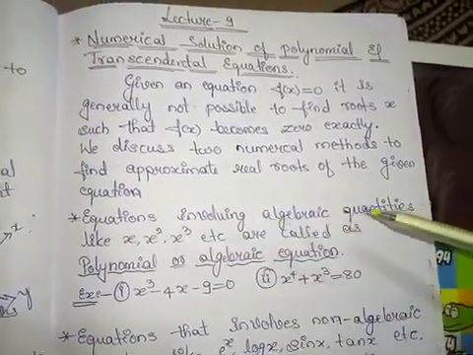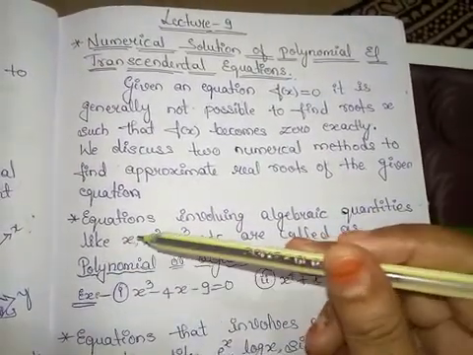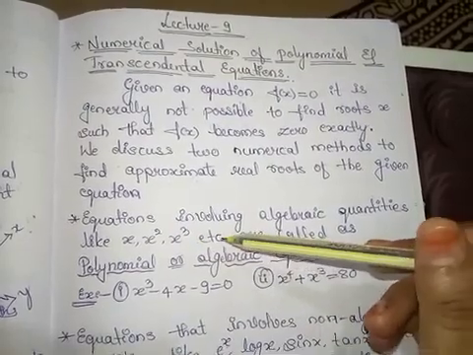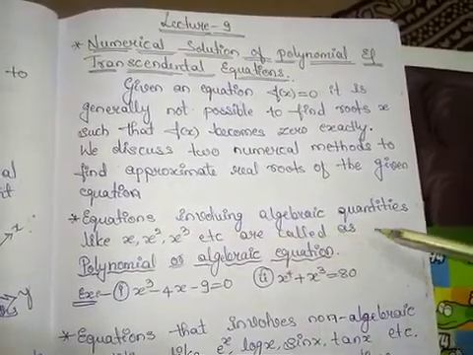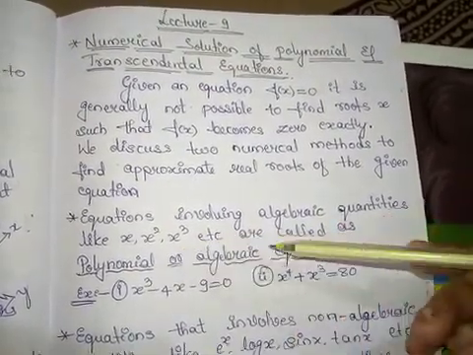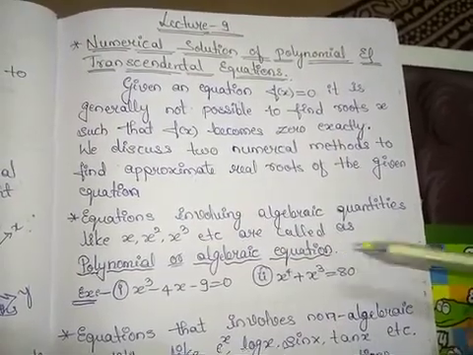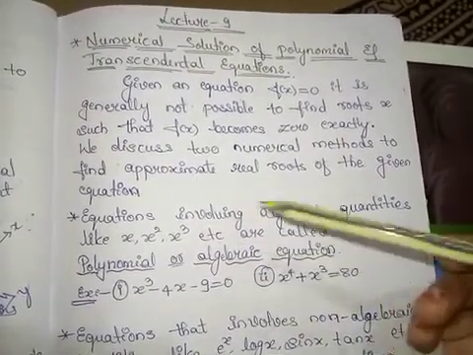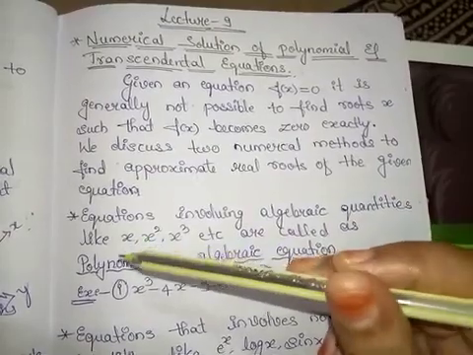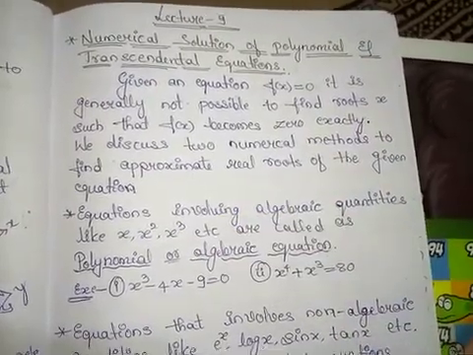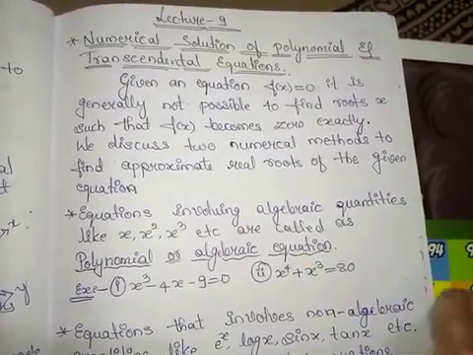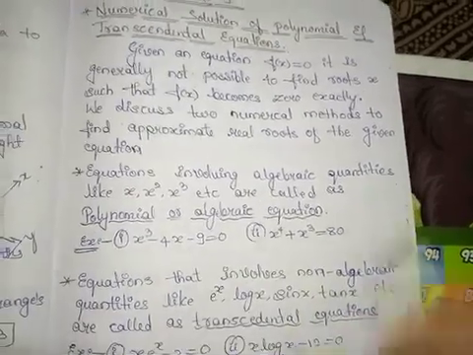Equations involving algebraic quantities like x, x square, x cube and etc. are called polynomial or algebraic equations. Means an expression which is having the algebraic quantities like x, x square, x cube and so on. That expression is called polynomial or algebraic equation.